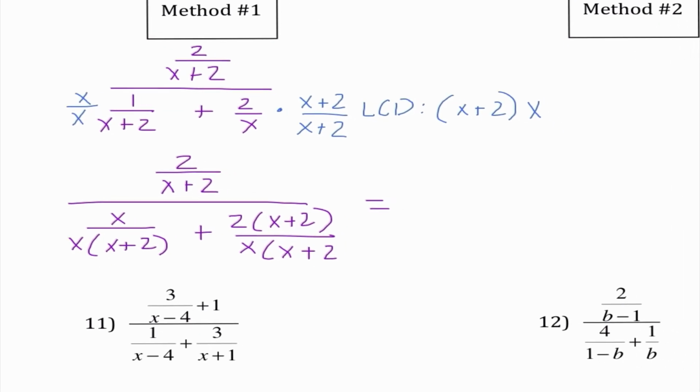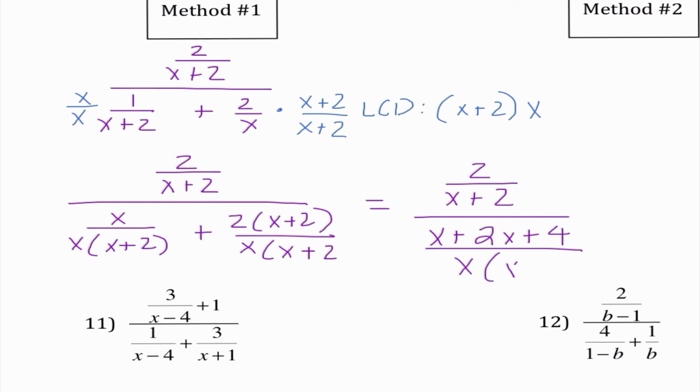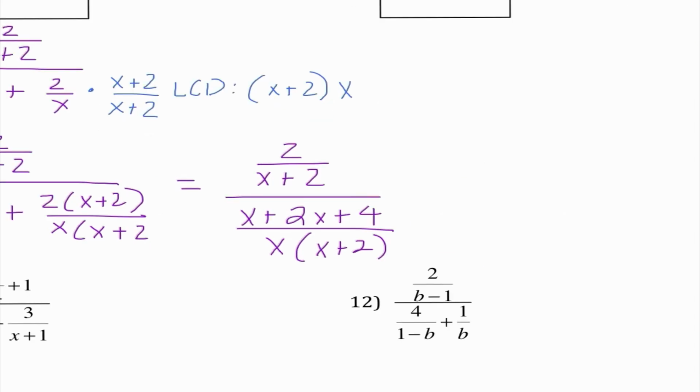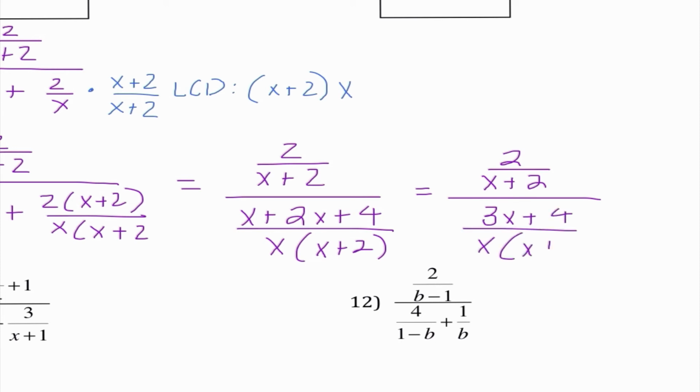So if I'm simplifying this, I'm leaving the 2 over x plus 2 still over x plus 2x plus 4 over x times x plus 2. So now looking at this, it appears that this is simplified because I can't do anything more with x plus 2x plus 4. So when I rewrite this, I end up with 2 over x plus 2 over 3x plus 4 over x times x plus 2.